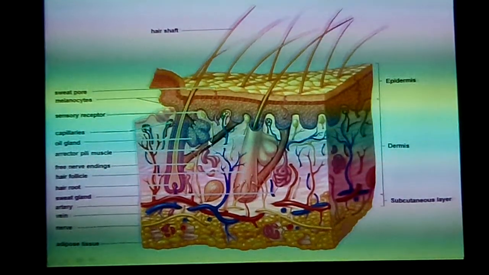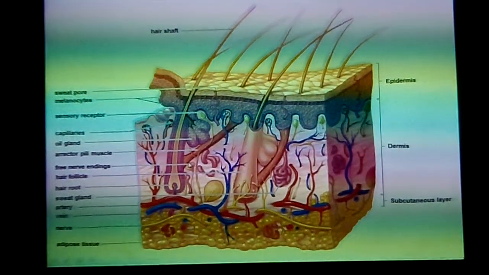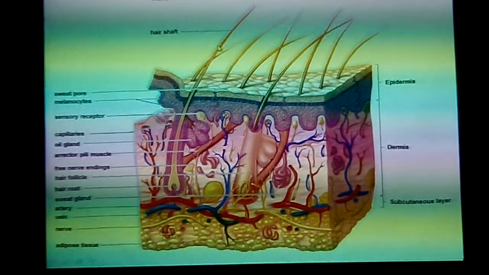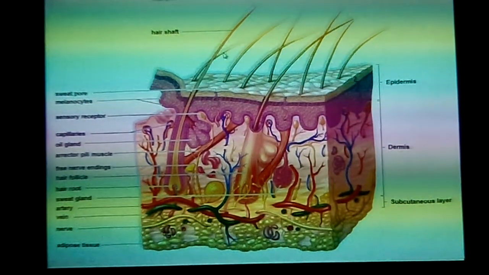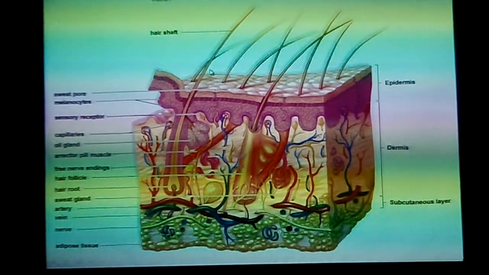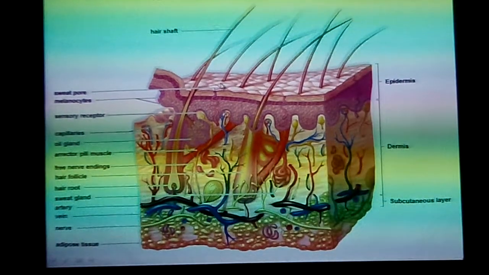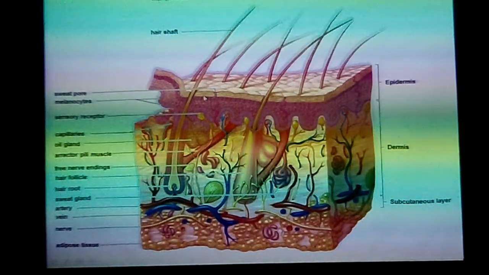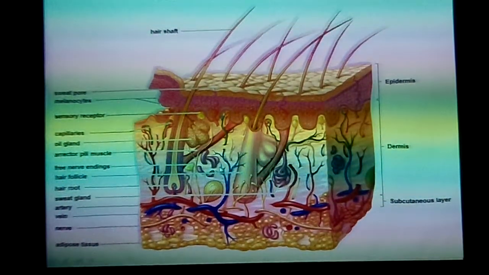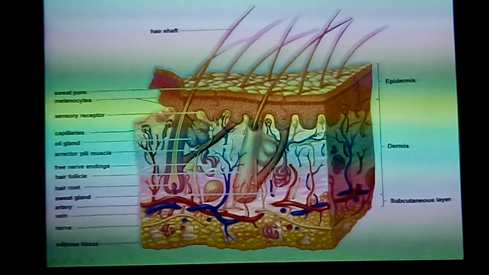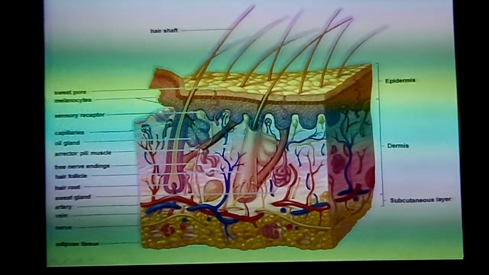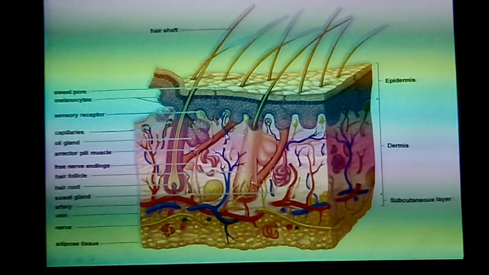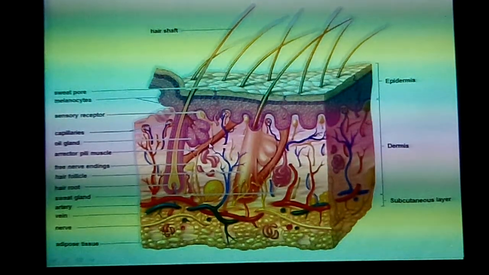This is a muscle called the erector pili muscle that can pull on the hair and let it stand straight up. For an animal, that'll make it have a thicker fur coat, and that'll keep it warmer. You can still see that happening when you're cold. You get goosebumps. That's from these muscles pulling.